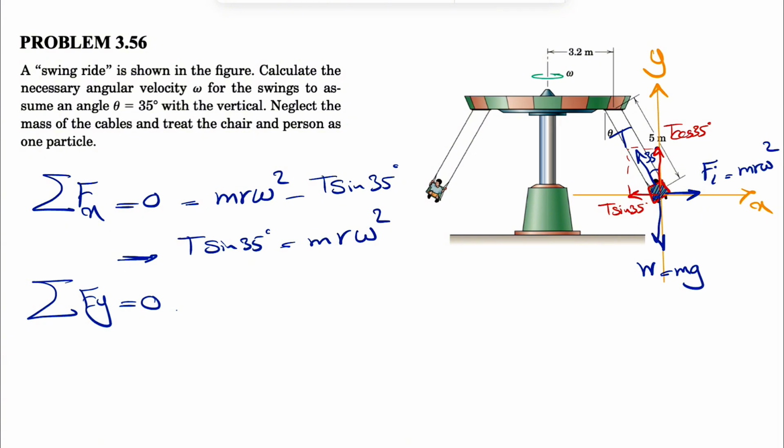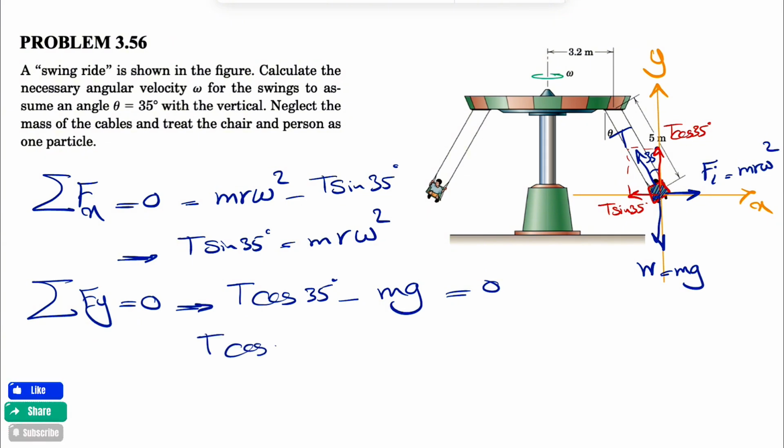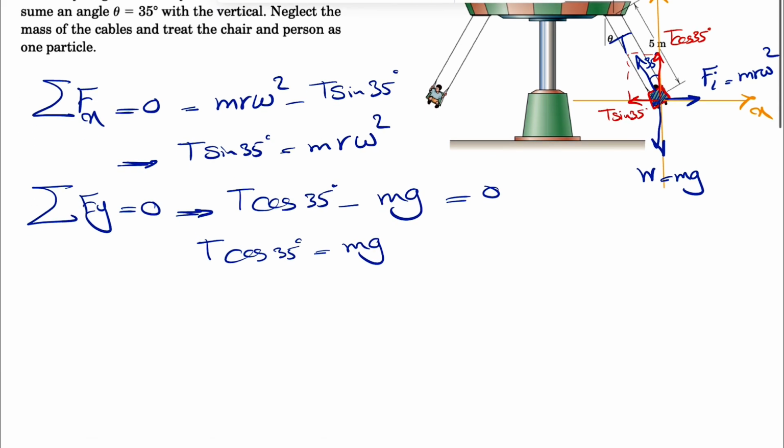And if we want to look at our forces in y direction, we're going to have T cosine of 35 degrees minus our W, which is mass times acceleration of gravity, equals 0. And here T cosine of 35 degrees will be equal to mg. And now we have two equations. You can call this one 1, this one 2.